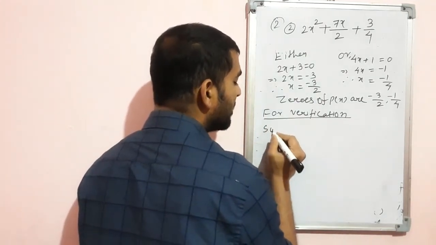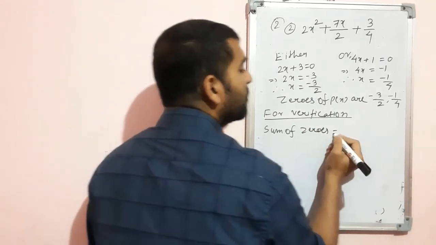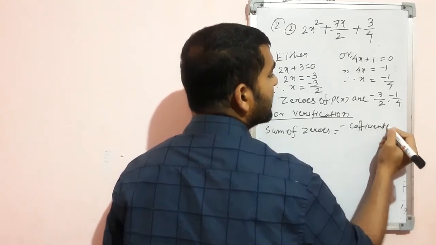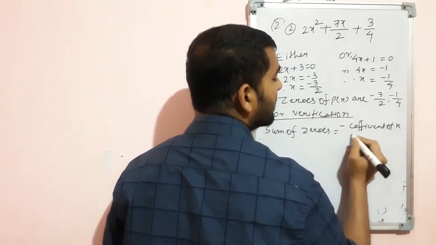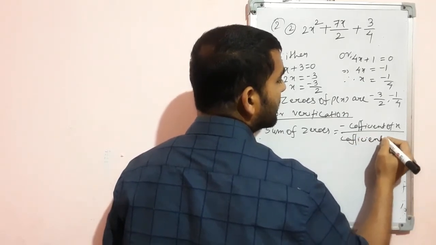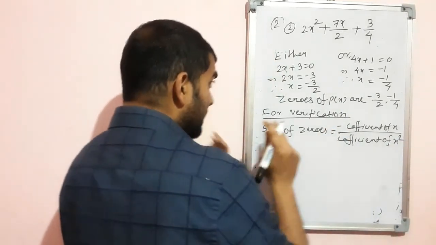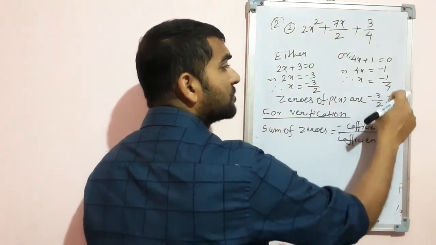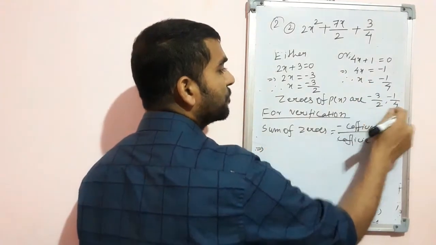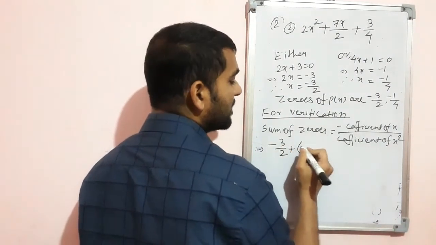First one is the sum of zeros. You know the formula. What is the formula? Minus coefficient of x divided by coefficient of x square. There are two zeros, right? Minus 3 by 2 and minus 1 by 4. Sum means plus, you have to add these two. So minus 3 by 2 plus minus 1 by 4.